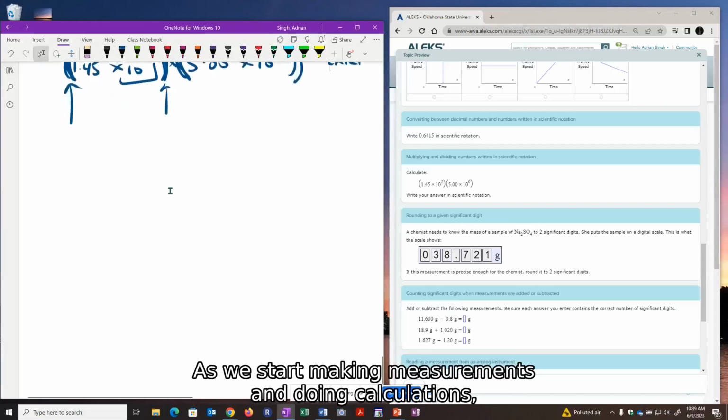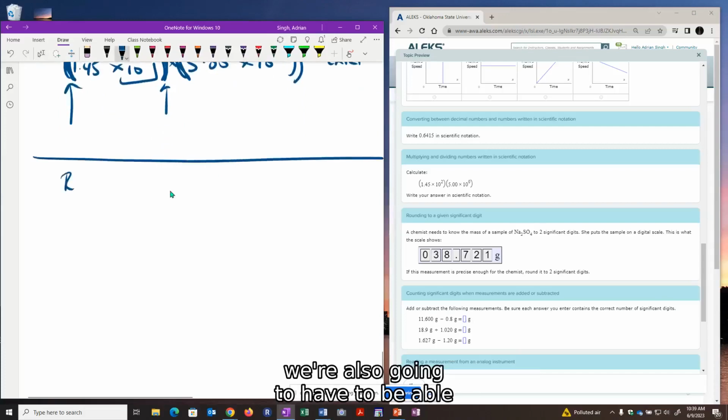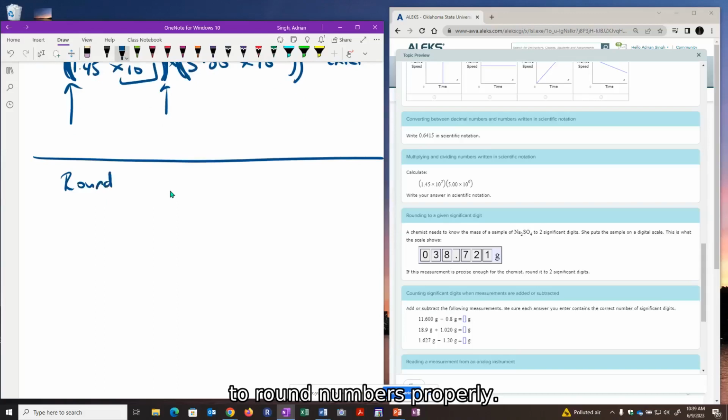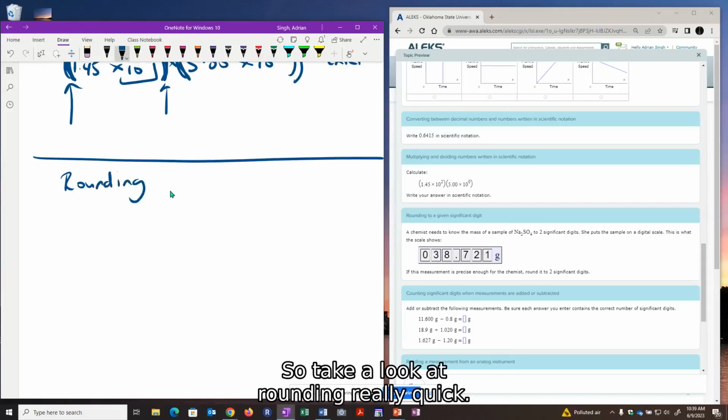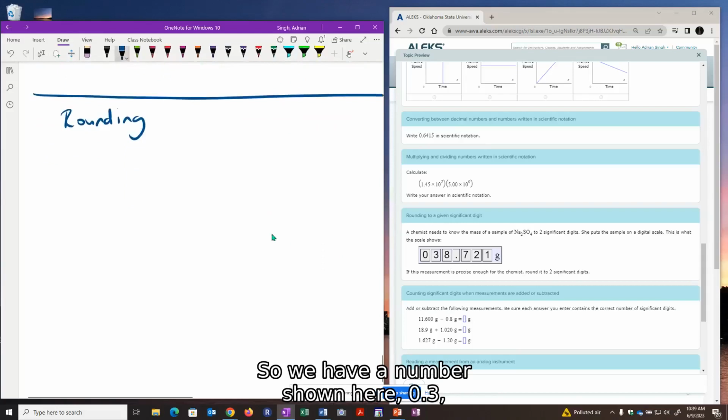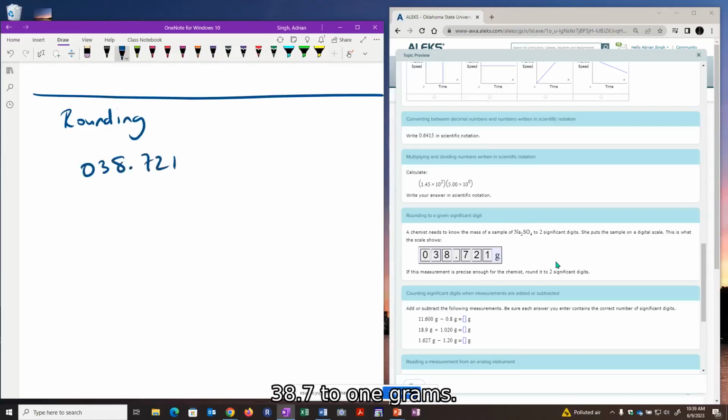As we start making measurements and doing calculations, we're also going to have to be able to round our numbers properly. So we'll take a look at rounding really quick. We have a number shown here, 38.721 grams, and it says that we need to round this to 2 significant digits, 2 significant figures, SF.